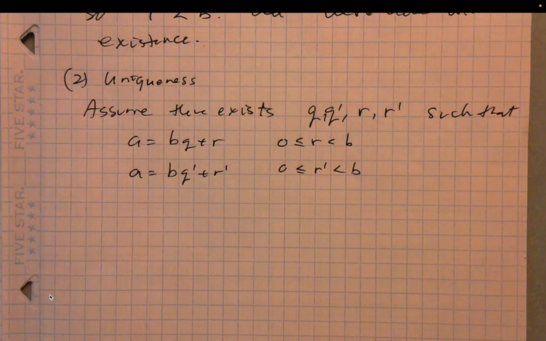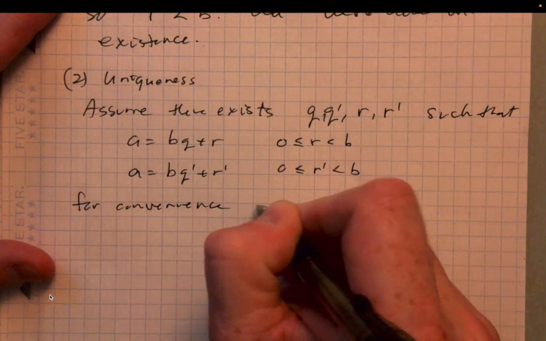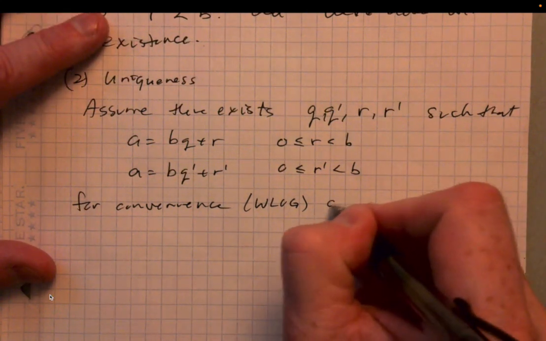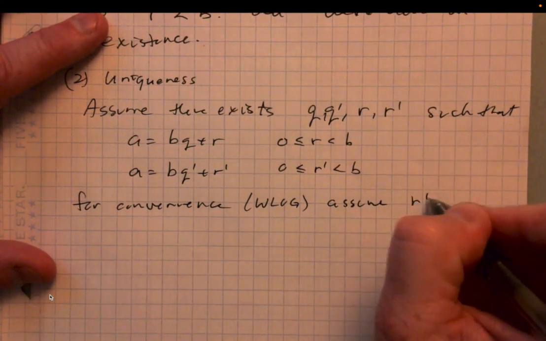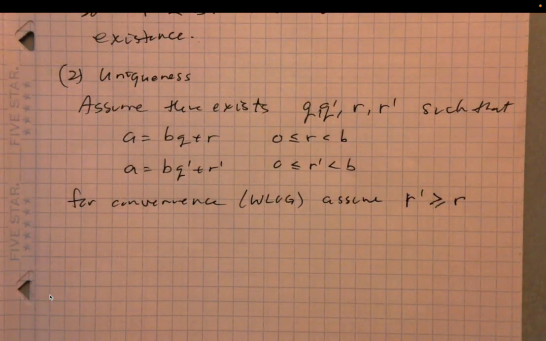Simple, right? And we're going to show that the q's and the r's have to be the same. If this is true, this forces the q's and r's to be equal. So for convenience, and without loss of generality, let's assume that r prime is greater than or equal to r. It has to be one way or the other. Either r is greater than or equal to r prime, or r prime is greater than or equal to r. No matter either way you formulate it, you can set up the same argument. You just have to change the order of things, but both directions work, obviously, right?